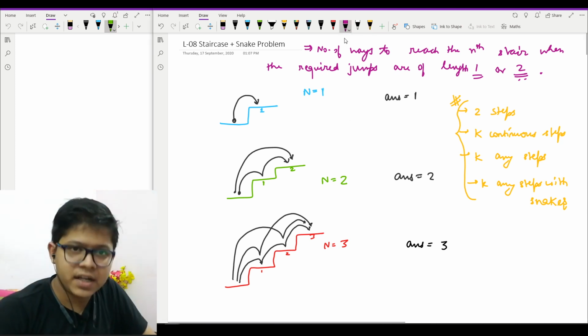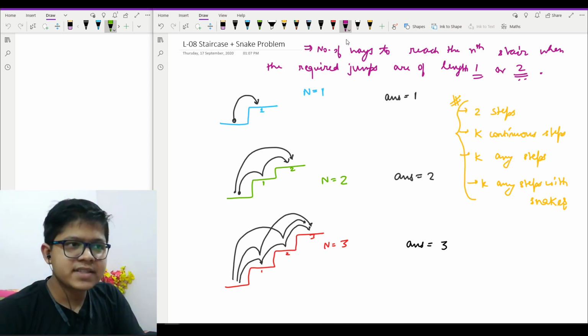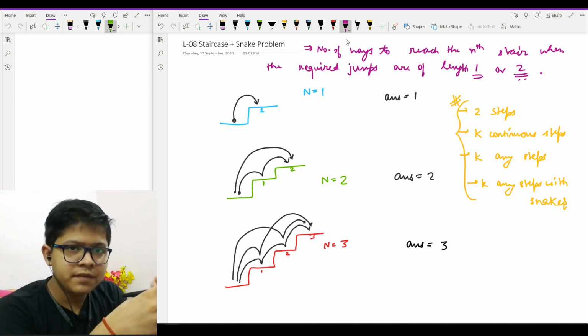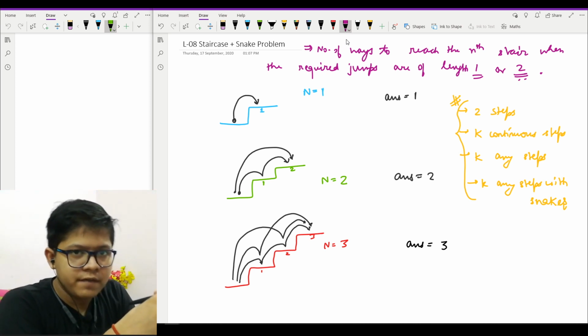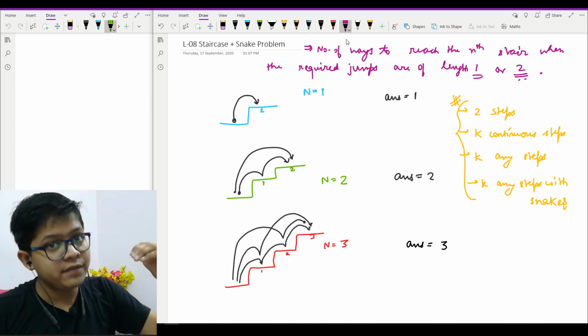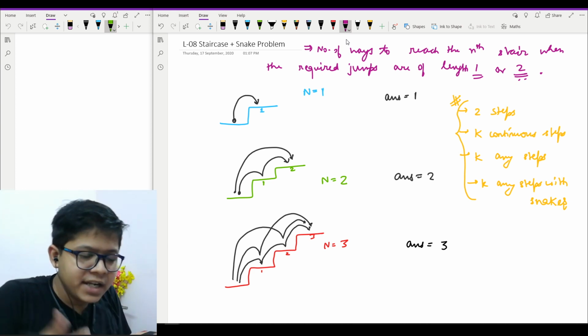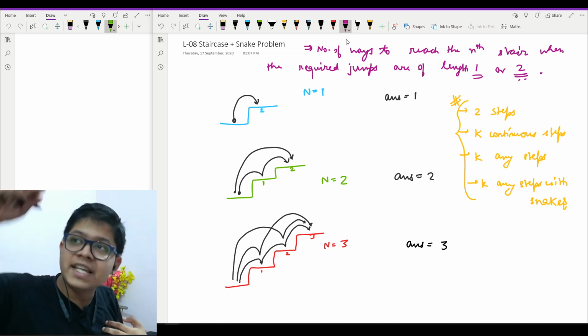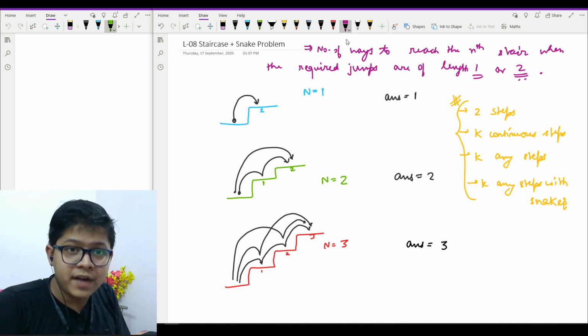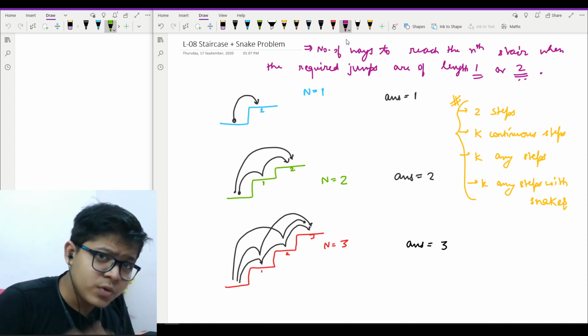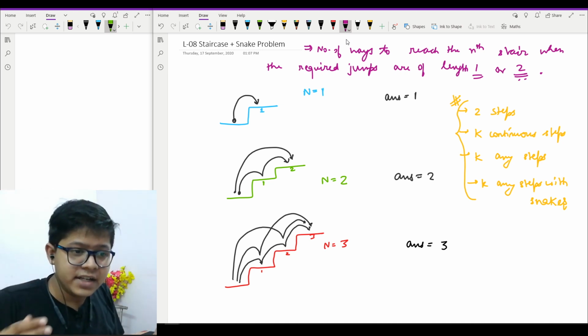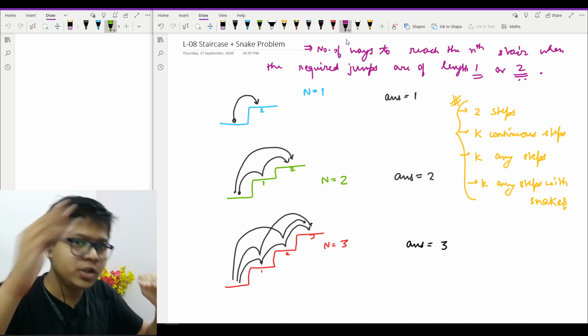So first, starting with the problem statement, the problem says that we are allotted 2 ways, which are we can have a jump of 1 and we can have a jump of 2, and we need to reach the nth stair. So we need to find the number of ways to reach that nth stair, and we can do jump by 1 step or by 2 step.